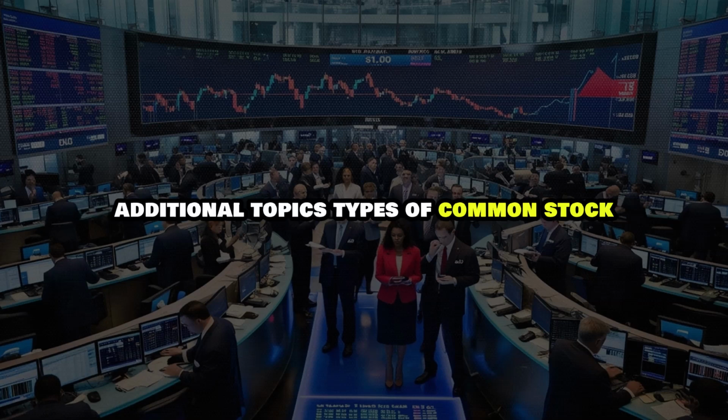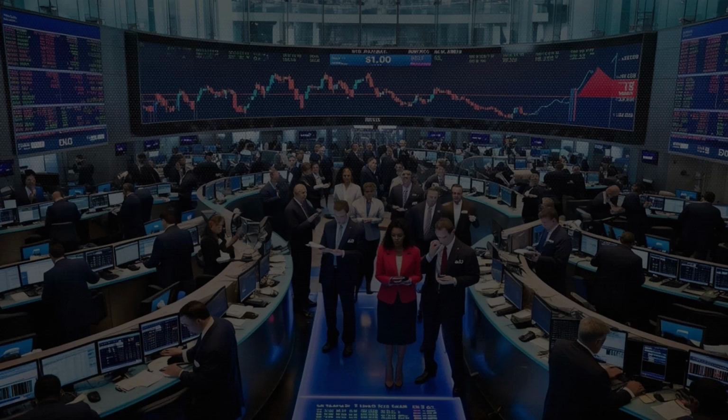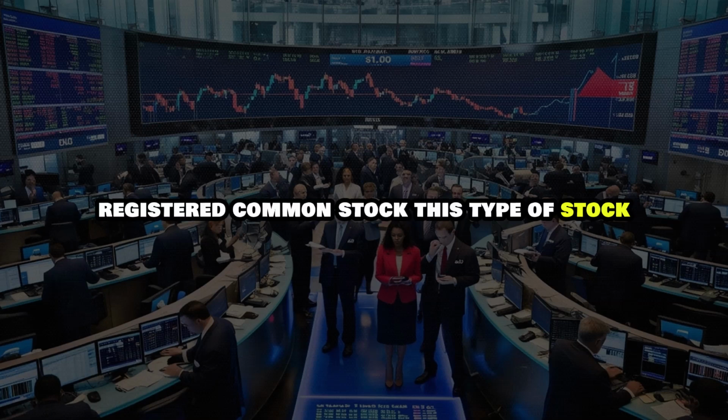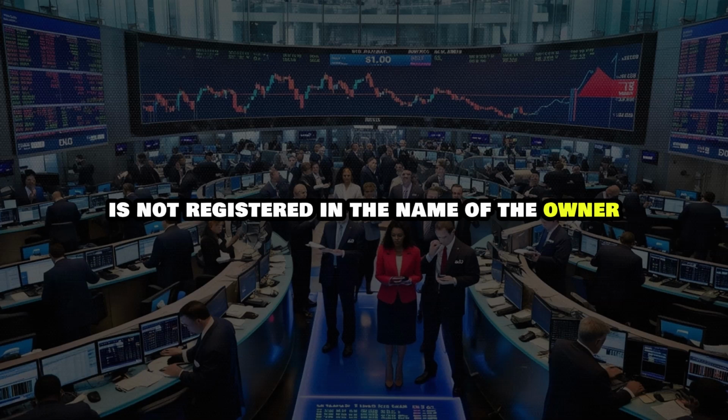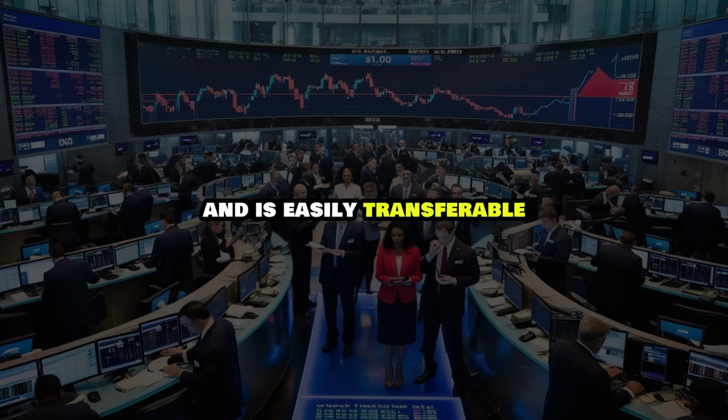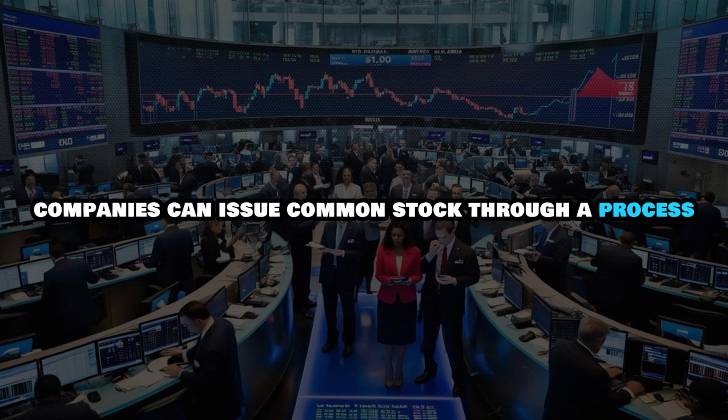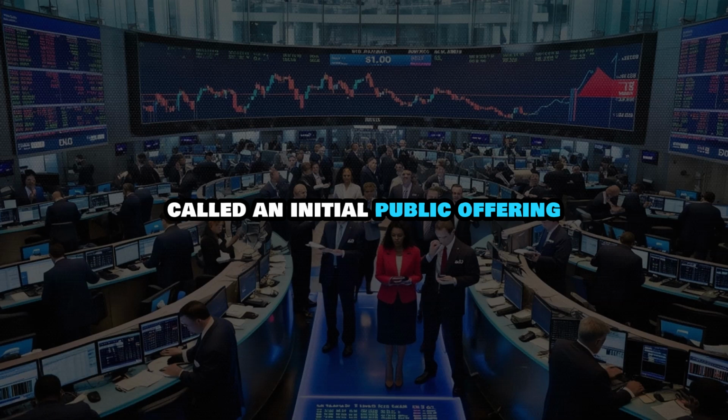Additional topics. Types of common stock. Registered common stock. This type of stock is registered in the name of the owner and is usually held by the company. Bearer stock. This type of stock is not registered in the name of the owner and is easily transferable. Common stock issuance process. Companies can issue common stock through a process called an initial public offering, IPO, or through secondary offerings.